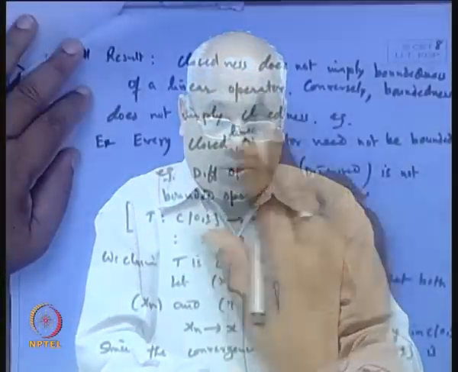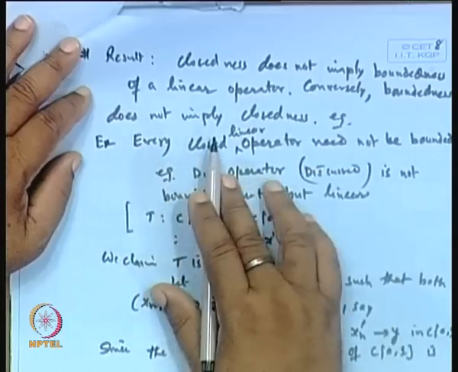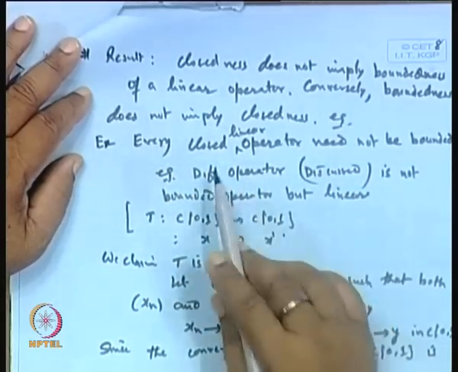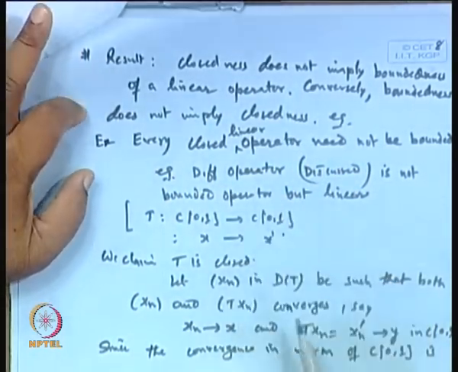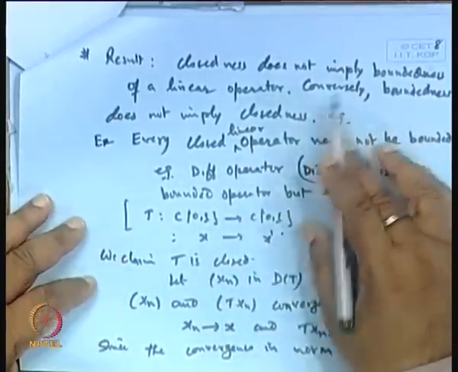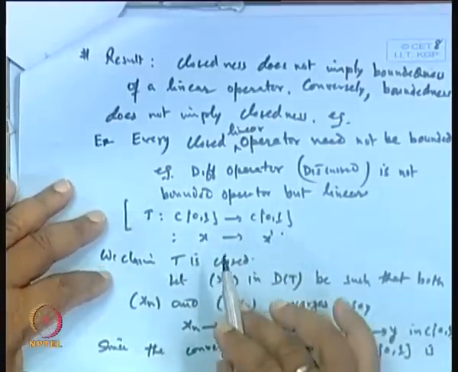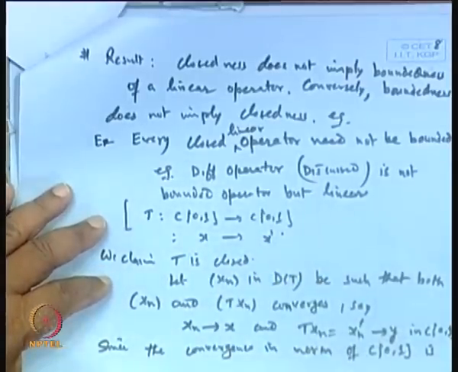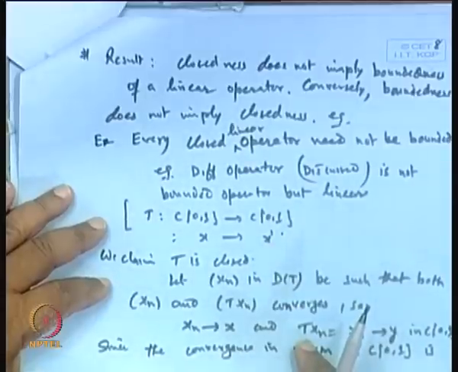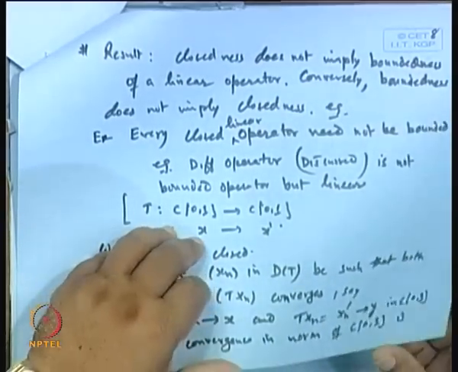Last lecture we were discussing this result. The closedness does not imply the boundedness of a linear operator, and conversely the boundedness does not imply the closedness. The first part of this result we have already shown by an example where the operator is closed, but not bounded, and as an example we have taken a differential operator from C01 to C01, and in that case we have shown that the operator is not bounded because of a particular function.